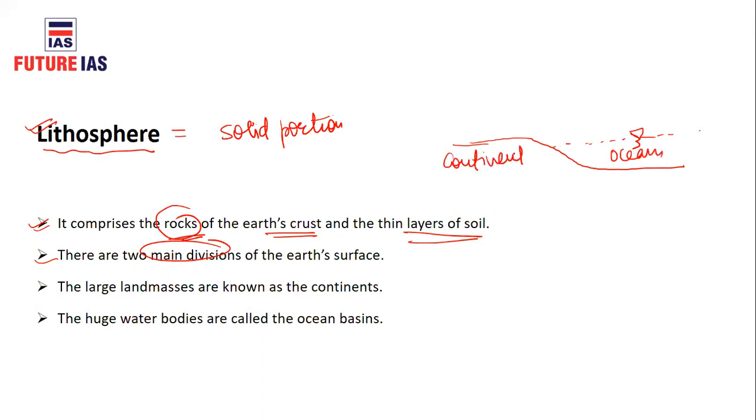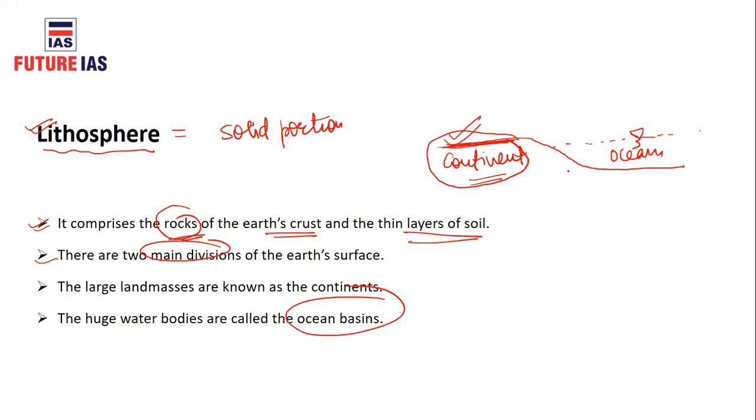When I say the continent, I mean that portion of the lithosphere or landmass which comprises the continent, or which is located on the continent. That means the landmass located on that portion of the earth which is not covered by a water body. That portion of the lithosphere is known as continent. And there will be a huge portion of water body. They are called oceanic basins.